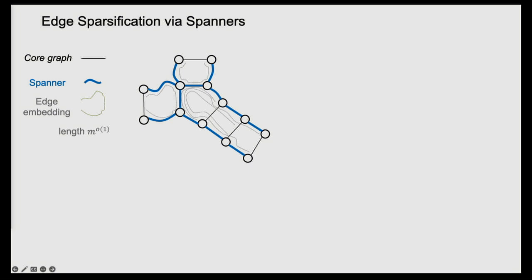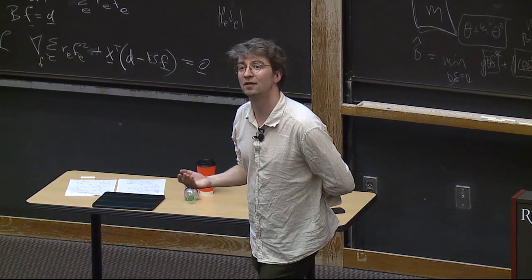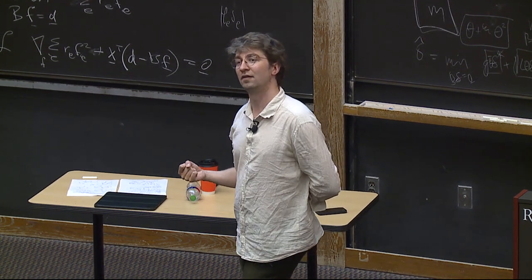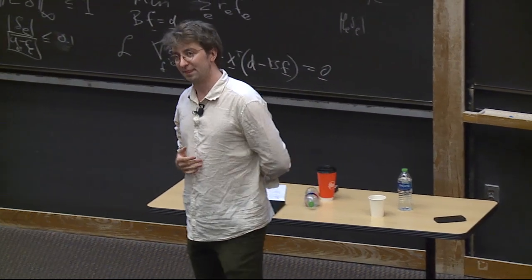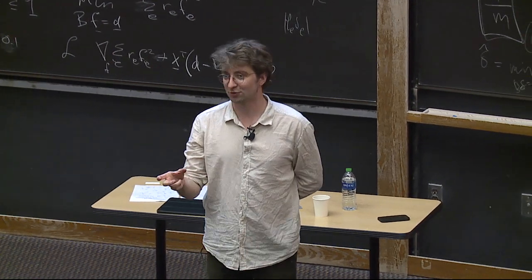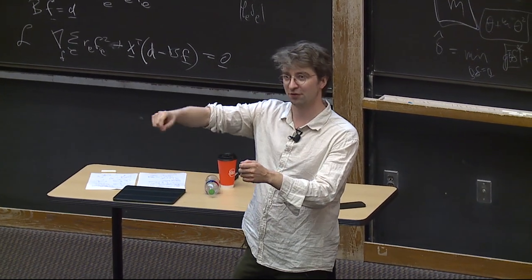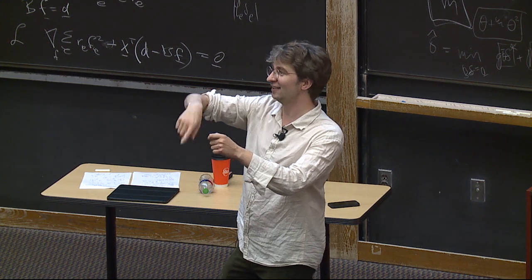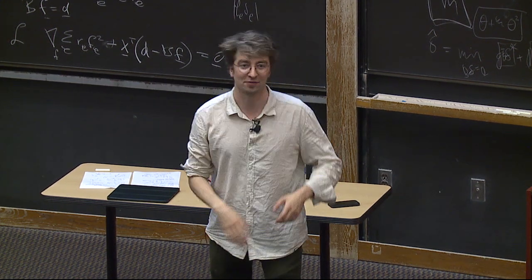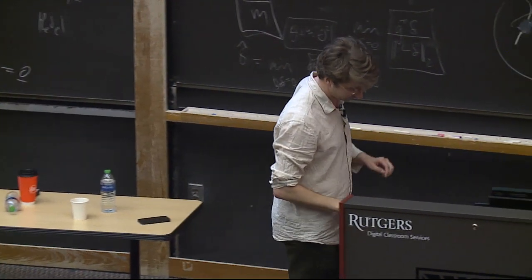Because each edge is preserved and every distance is scaled by a factor. Every edge is preserved, so if I look at the original shortest path, then I can take a little detour for each edge in that path. So all distances are preserved.